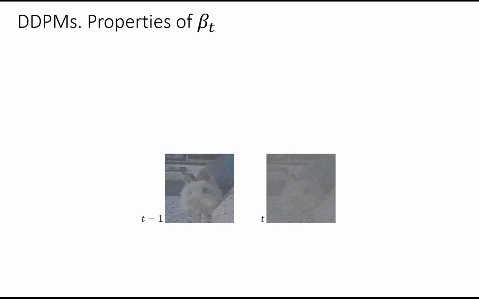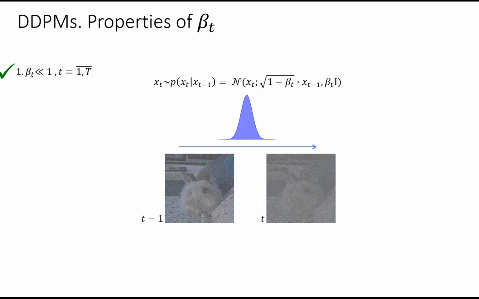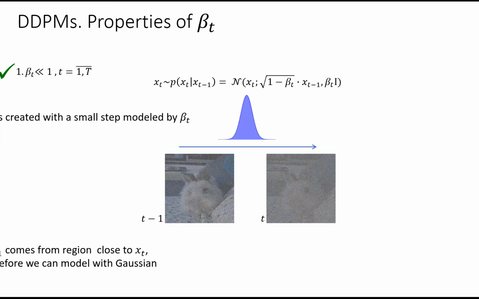Okay, so now we want to look at the properties of this probability distribution. One is that beta has to be very small. With that, xt will be a normal distribution, which we showed earlier. So xt is created from xt minus 1 with a small step modeled by beta t. So beta t has to be small. That's fine, and we are assuming xt minus 1 comes from a region close to xt. Therefore, we can model it with the Gaussian.